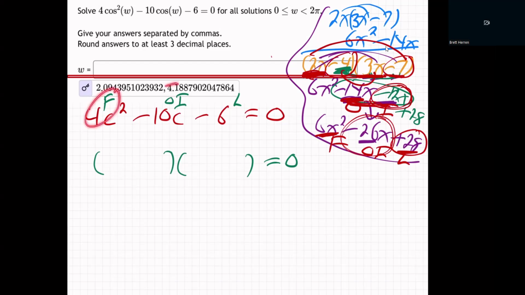That's what I'm doing here. I'm writing FOIL, and I've got to think it all backwards. All right, here we go. So I'm thinking, front times front to make front. What times what makes 4c squared? Well, we could do 2c and 2c, but couldn't we also do 4c and 1c? Yeah. And it might be that. We'll see. We just have to check.